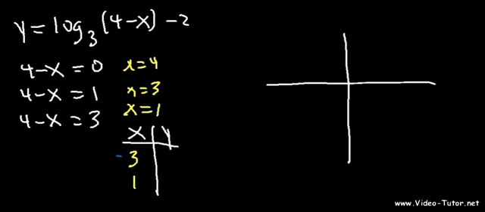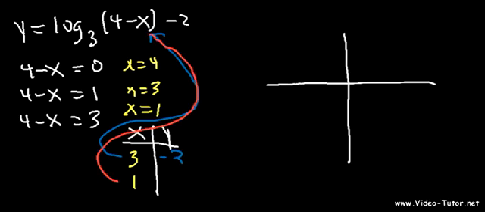And let's plug those points in. So we plug in 3 here. 4 minus 3 is 1. Log of 1 is always 0. And then 0 minus 2, we get negative 2. Now if we plug in 1 for x, 4 minus 1 is 3. Log base 3 of 3, they're the same, that's 1. 1 minus 2 is negative 1.